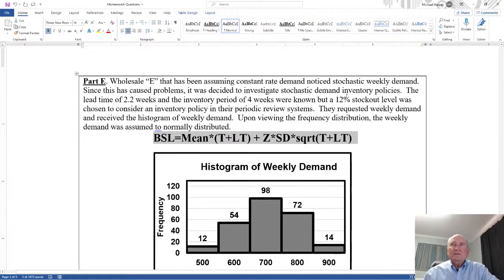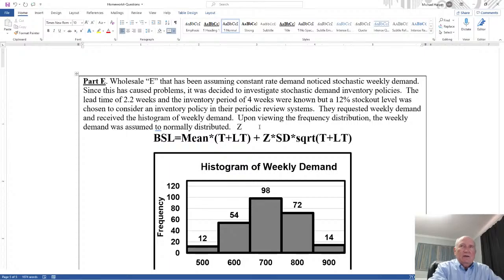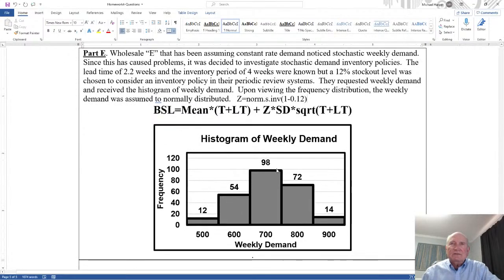Now notice up here, the lead time is 2.2, the inventory period is 4. We have T and LT in weeks. We have the stockout level percentage here. So there's two things we have to do. One is to determine the mean and standard deviation. The second thing is Z. Z will equal, again, NORM.S.INV of 1 minus the 0.12, whatever that is. There's your Z.